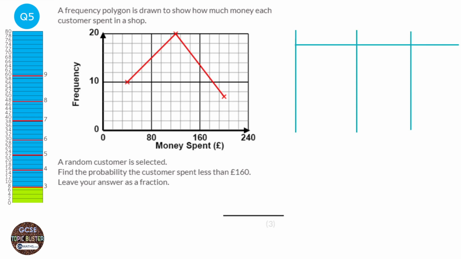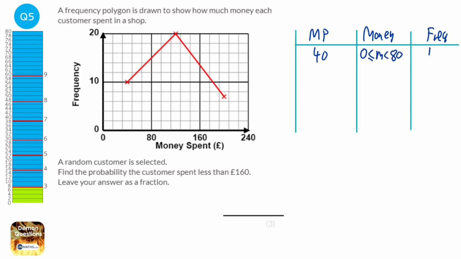And we're going to have our midpoint first, then our money spent, our intervals, and then our frequency. So the first midpoint is at 40. And we can see here that that was in this group here. So that is 0, and I'm just going to use M for money, 0 to 80. And the frequency is how high it is, which is 10.